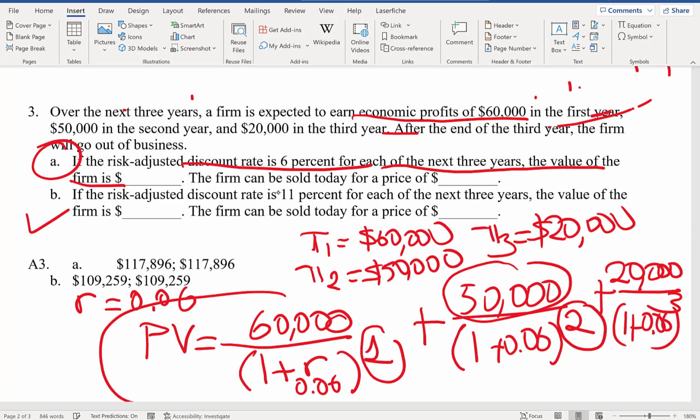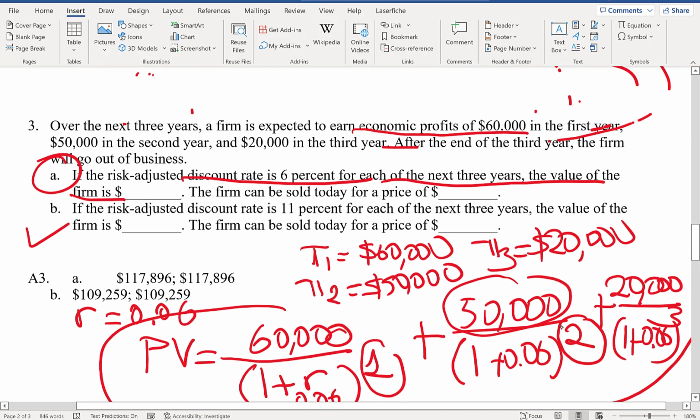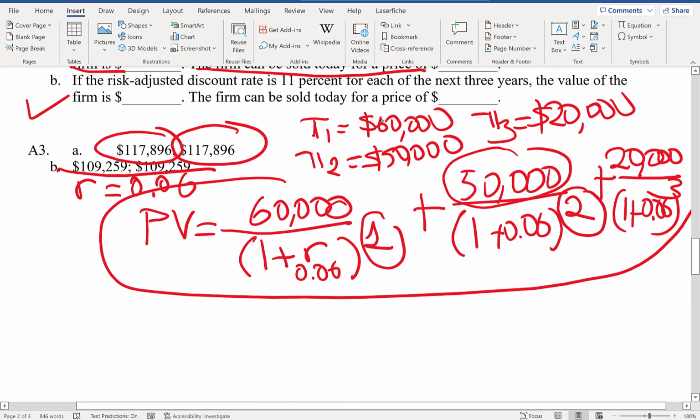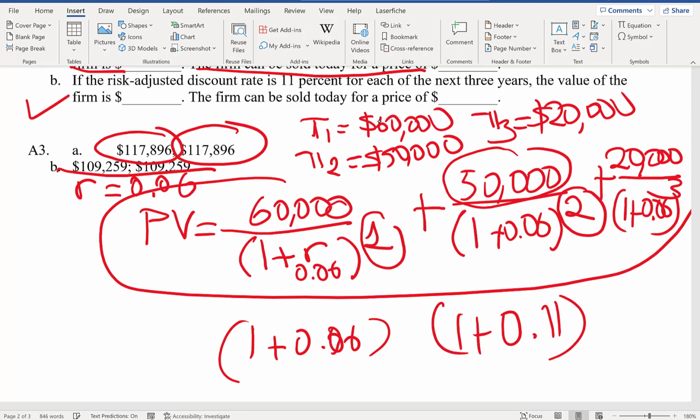If you calculate this whole stream of profits, you're going to get $117,896. I did this. This is correct. Okay, so this is the value of the firm, and the firm can be sold today at this price exactly. You sell the firm at the value of the firm. And the same thing for part B. Instead of 1 plus 0.06, you're going to do 1 plus 0.11. Okay, for all these values.